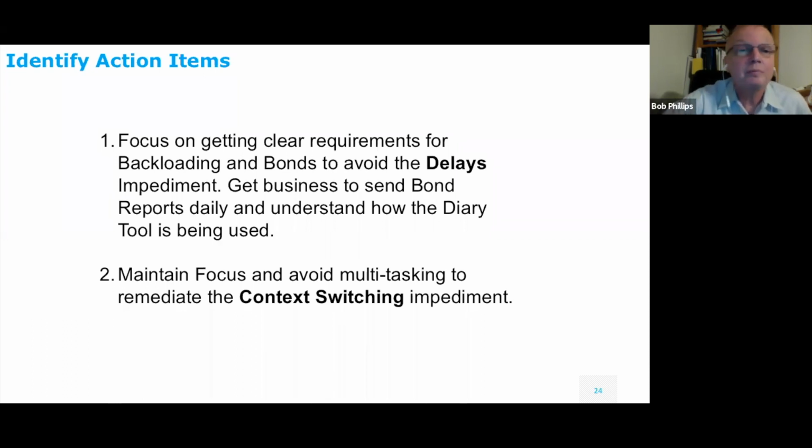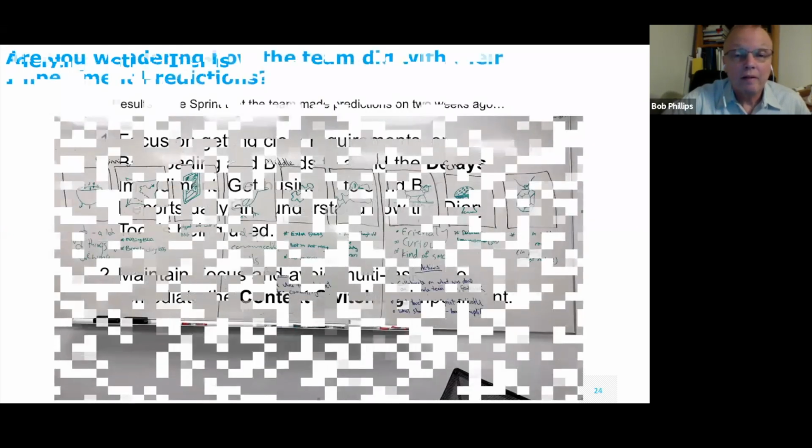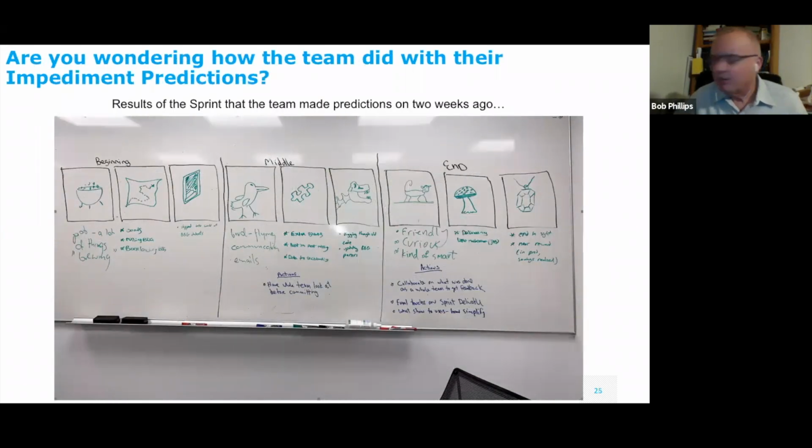context switching problem. So pretty much this is a picture of a retrospective that we had 2 weeks later. And they were totally amazed. They felt that what they thought was going to happen happened. And then from there, they identified action items that we're going to be actually working on this upcoming sprint.